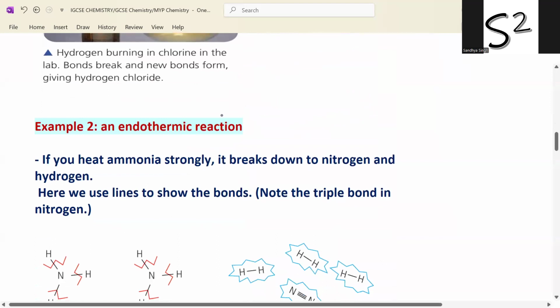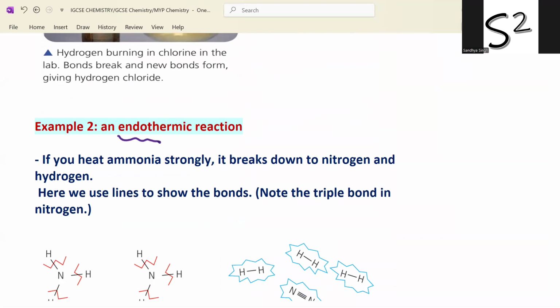Let's see another example, and this example is for an endothermic reaction. Endo means energy absorbed.